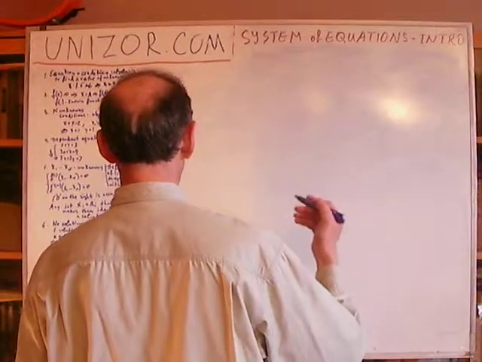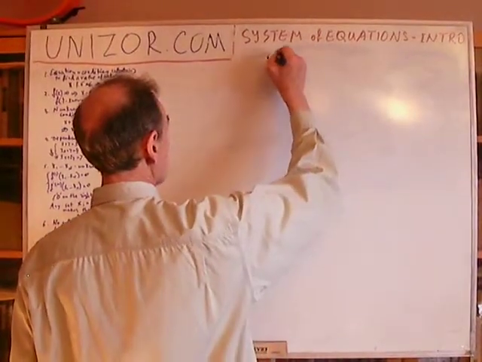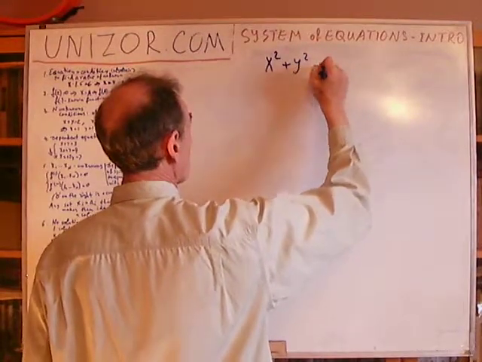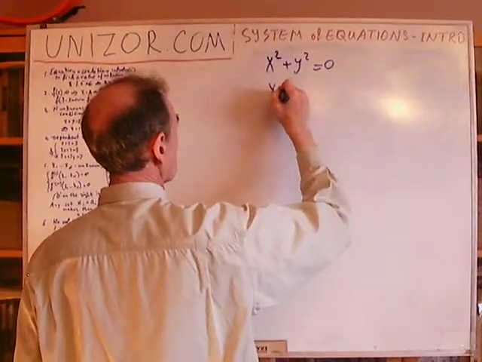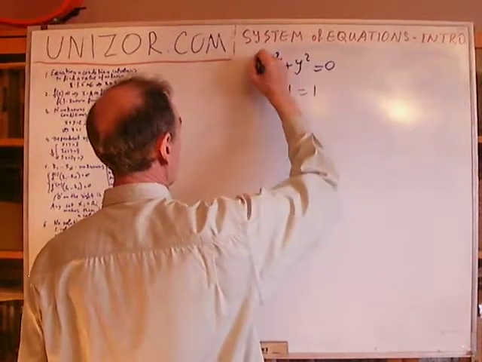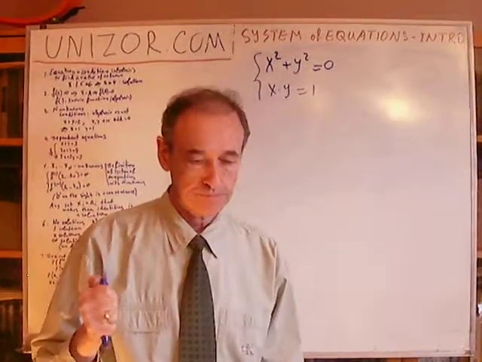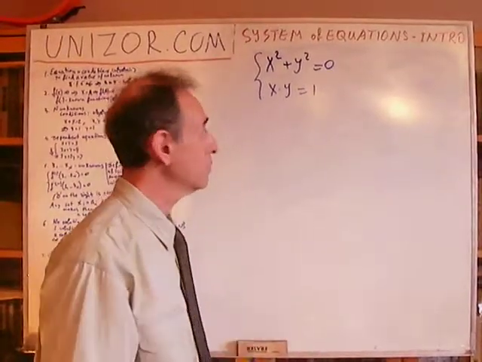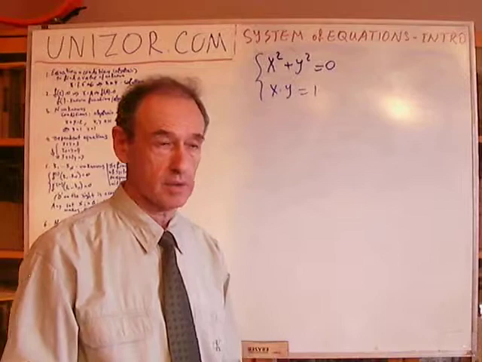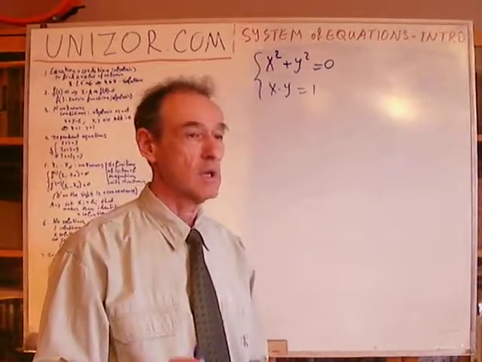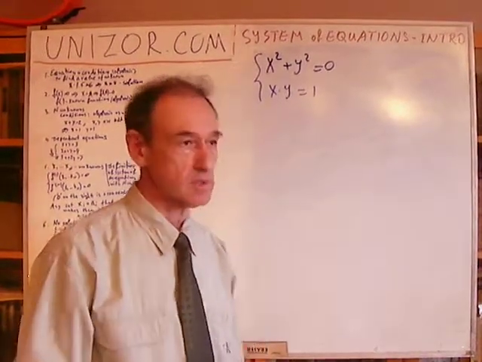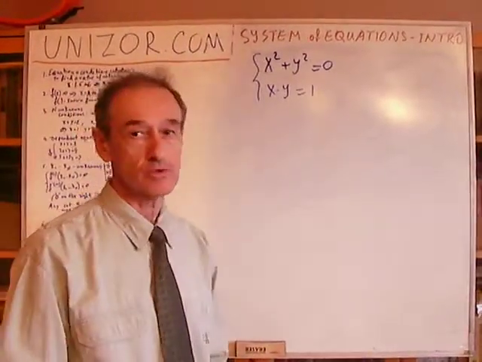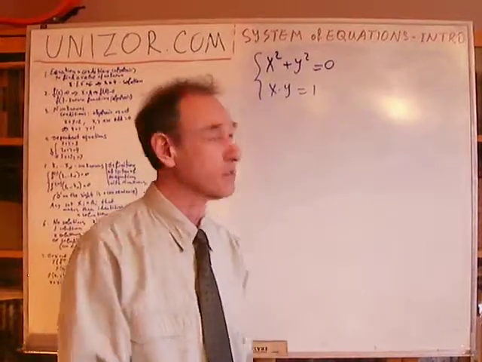So let me give an example of a few systems which have certain number of solutions. Okay, 1, 2. This is the system of two equations with two unknown variables, x and y. So, my question is, what are the solutions of this system? And the answer is, there is none. Now, why there is no solutions? And again, we are talking about real number solutions.